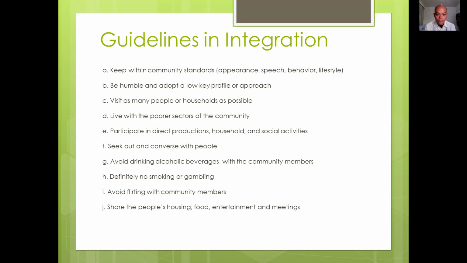Seek out and converse. Avoid drinking alcoholic beverages with community members. It needs to be avoided, though it cannot always be avoided. For example, farmers in Pugo finish at their farms before the sun is high, so before 11. They start very early, around 4 or 5 o'clock they are already at the farm, so that by the time the sun is hot, 10, 11, 12, they are done.